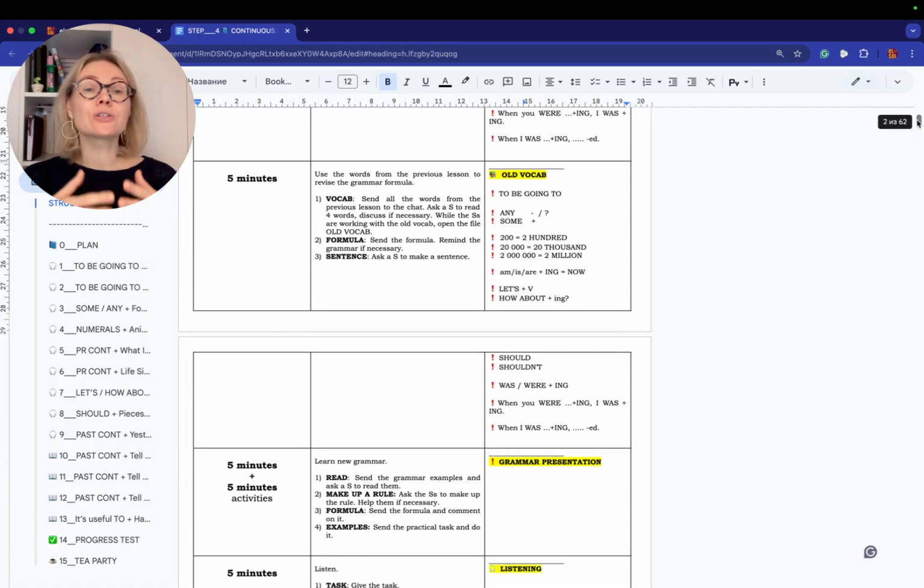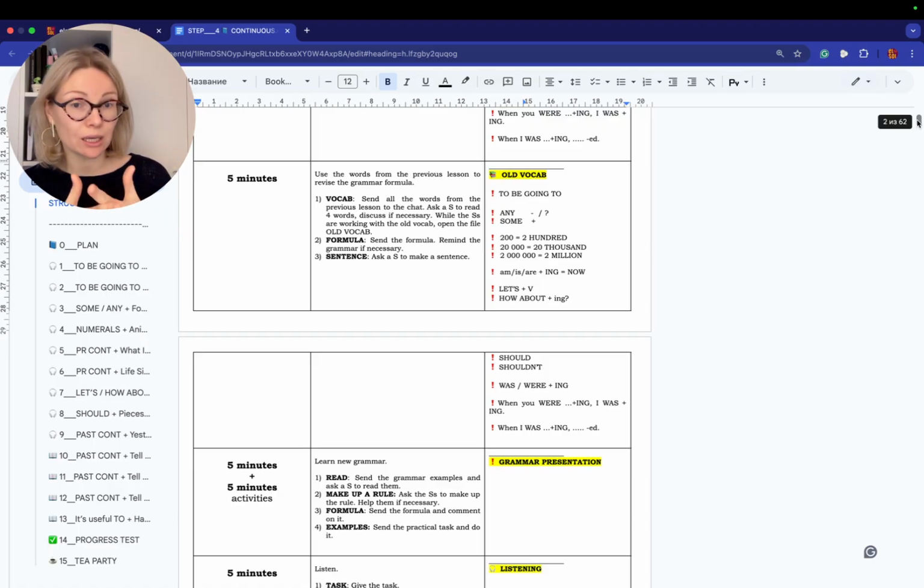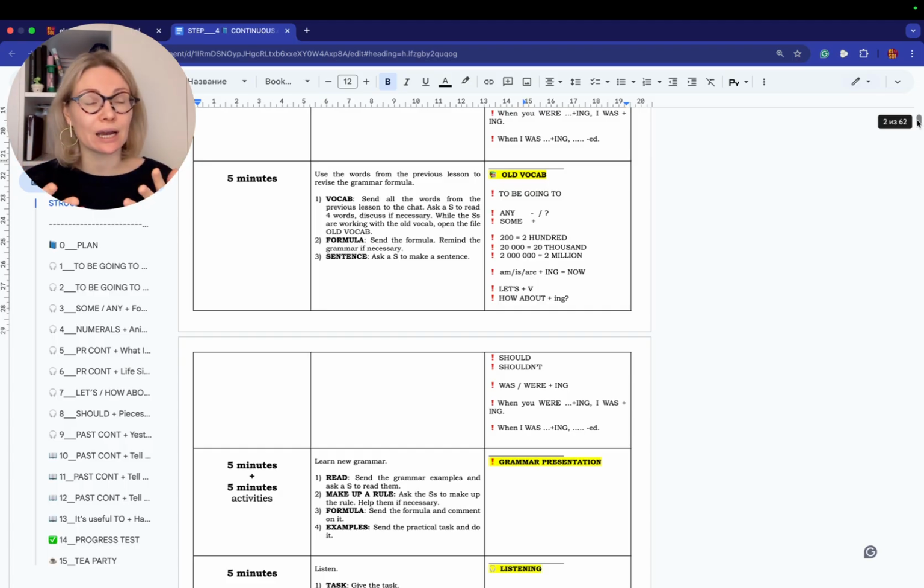Old vocab. So the same algorithm. You send all the words from the previous lesson to the chat. You ask a student to read a block, 4 words, one student. Then you explain the words if the students ask, or you ask them at least one word from the block to explain. It's a good idea. It will also give you time to open the file if you didn't do that before the lesson.